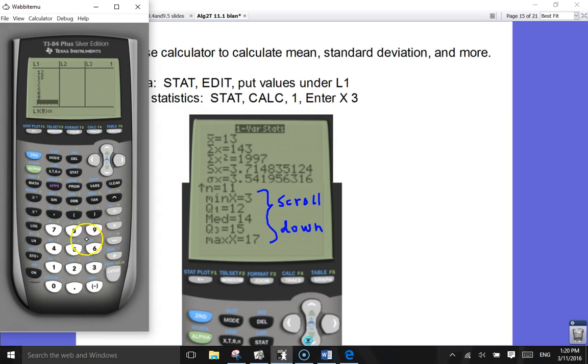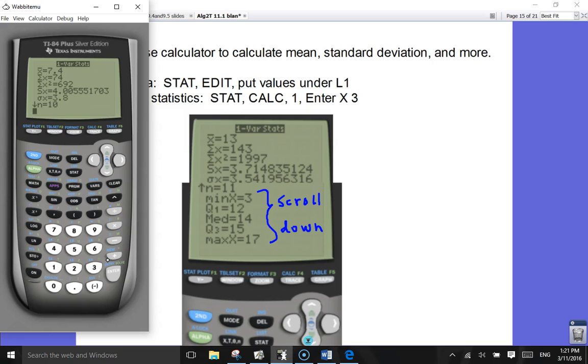9, 8, and 7. Right, you put them in, then you go stat calc 1, and you hit enter 3 times. Right, so there's the first thing in your list. There's your mean, x bar. The calculator is using x bar, not mu, but on your formula sheet you've got to understand that's the same thing. The sigma is this sigma x. What the calculator is calling sigma is right there.